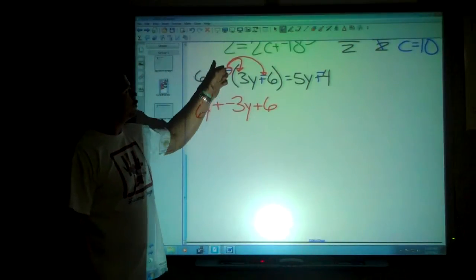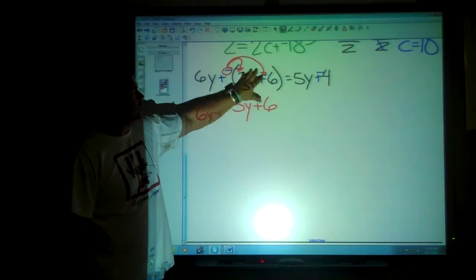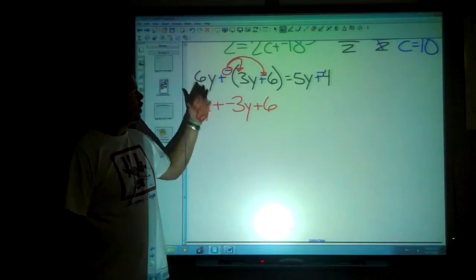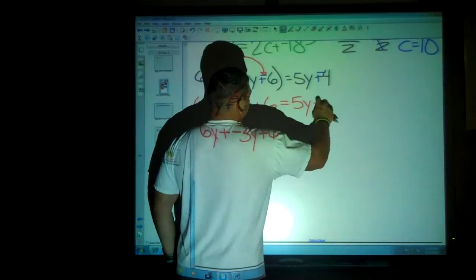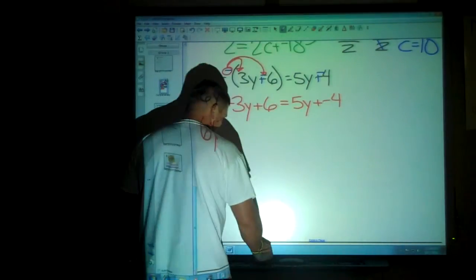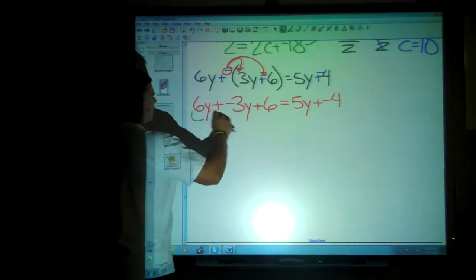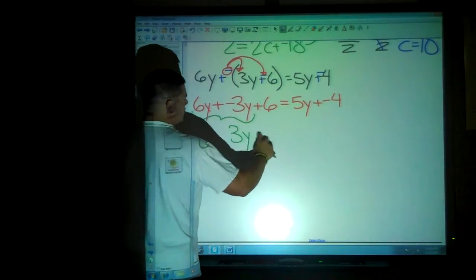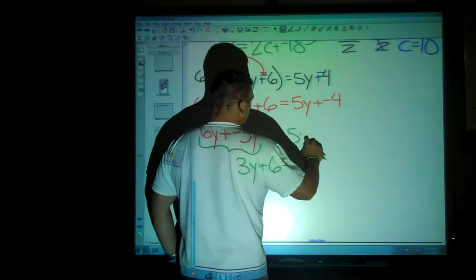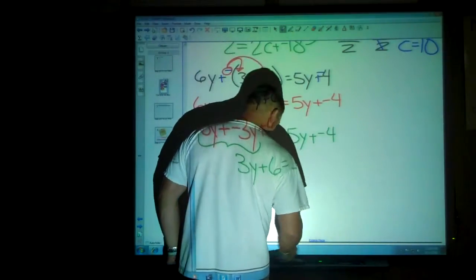That is absolutely crucial. That whole step right there of how you deal with those negatives, if you don't deal with them correctly, you'll almost always mess it up, and it will have catastrophic effects to the rest of your problem. You now have some like parts here. Do you have more positives or more negatives? You have 3 more positives, plus 6 equals 5y plus negative 4.